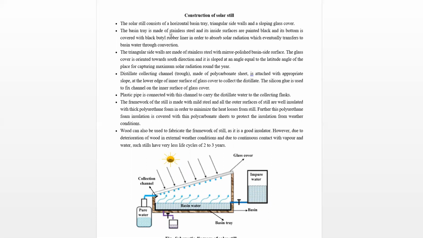Now the basin tray is made of stainless steel, and its inside surfaces are painted black. The basin tray is made of stainless steel because it contains the water. So in order to avoid any kind of corrosion, it should be made of stainless steel, and all its inside surfaces and sides are painted black, and at the bottom of this basin tray, it is covered with the black butyl rubber liner. Why? It is covered with the black butyl rubber, or the surfaces are painted black, in order to enhance the absorptivity of the solar radiation.